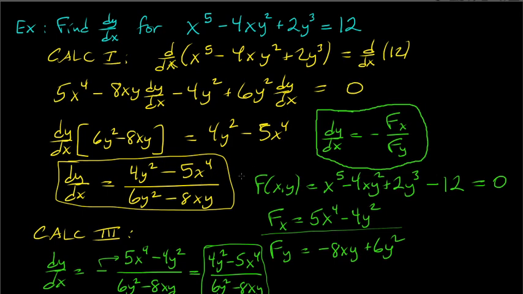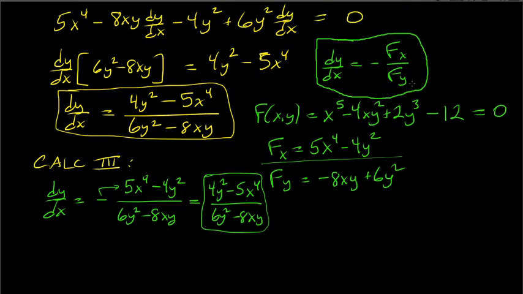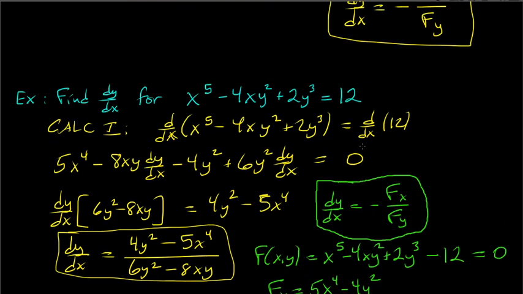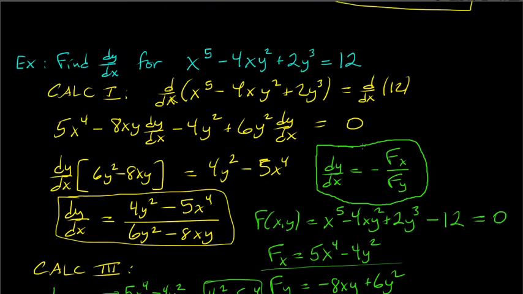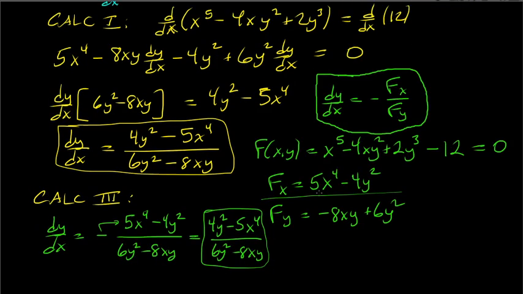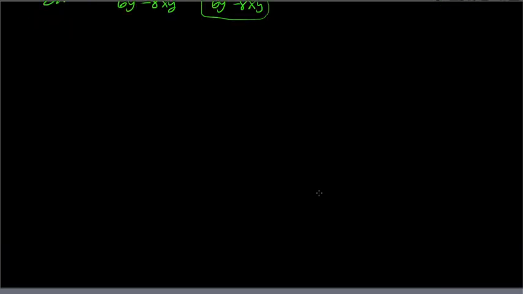Because in some cases it'll be much more difficult to do it directly using the Calc 1 method versus the Calc 3 method. And for another thing, we can also do this for a function of 3 variables. If you have x, y, and z in your equation, then try to use the Calc 1 method, and it's not going to be quite as simple. So let's maybe do one of those.